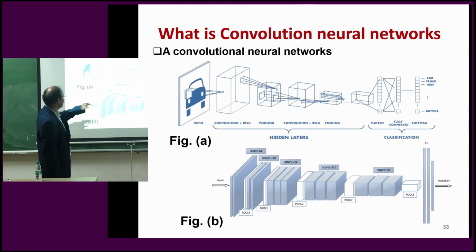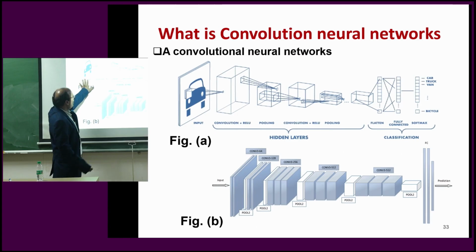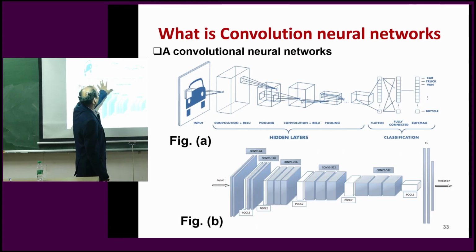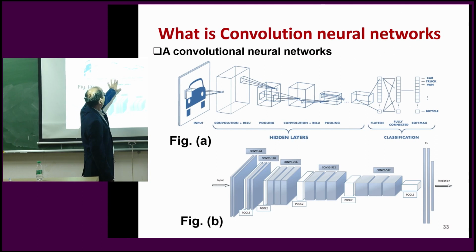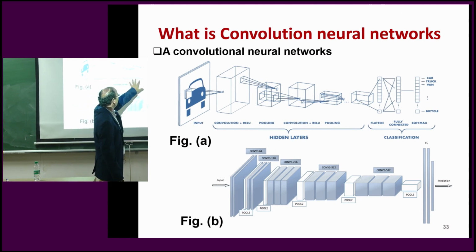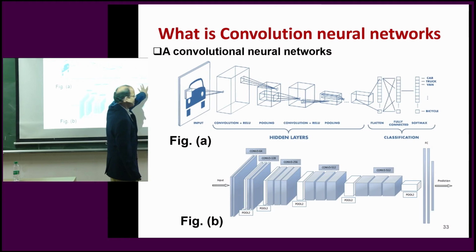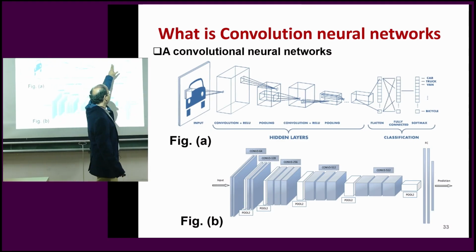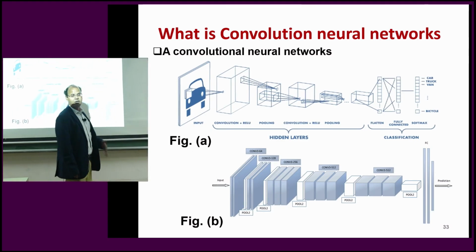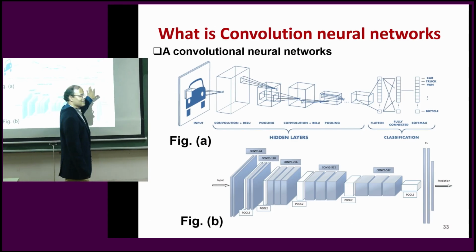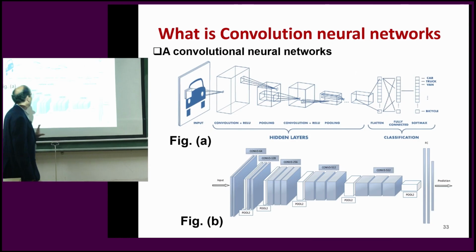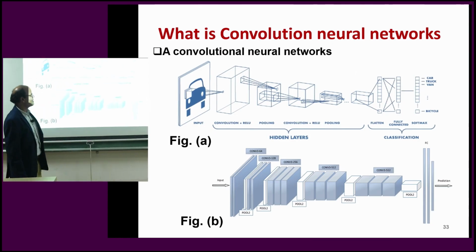So this is one example. See input data, and then we have convolution, ReLU. This always goes together. Pooling, convolution, pooling, and then classification. If you do classification, this will be used as a classifying task. If you're doing regression, this is called a regression task. Now you will change the output, that's all. This is another form of doing the architecture.